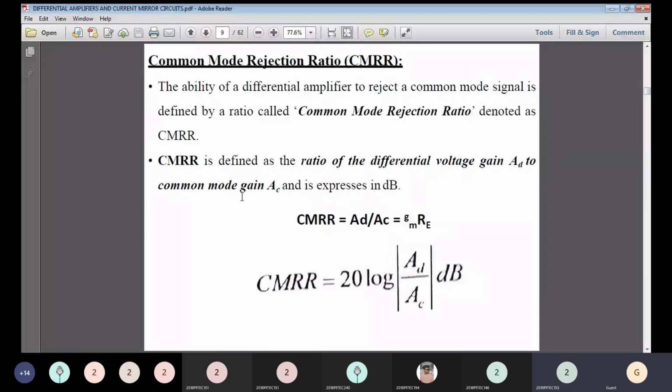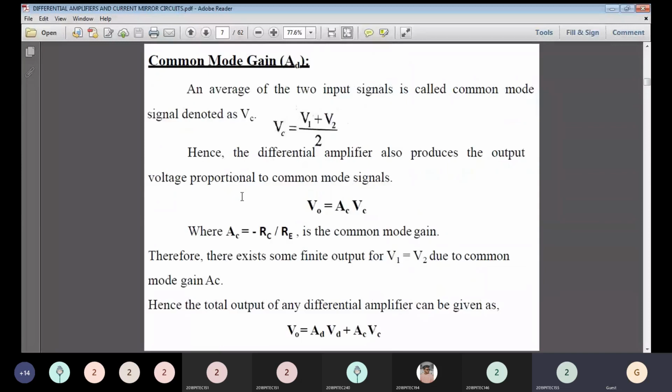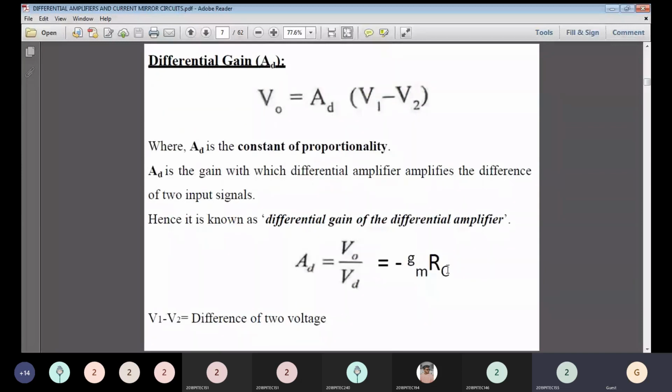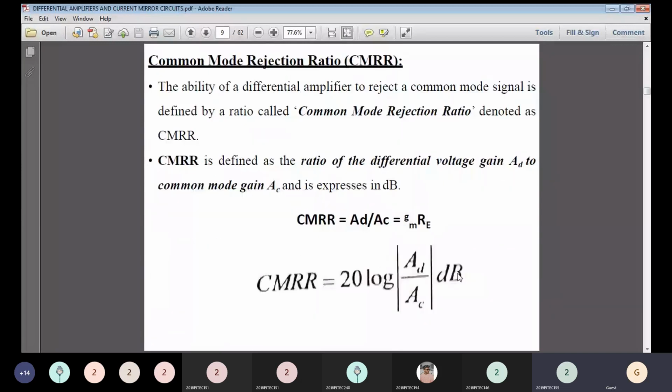That value is given with respect to resistor values, meaning gm into RE. See students, here for AD it is minus gm into RC. In the case of CMRR it is plus gm, plus transconductance, that is gm into RE. So the overall CMRR value in terms of a logarithmic value we can represent as 20 log, because it is a gain, right? So 20 log AD divided by AC, representing it in decibel value.